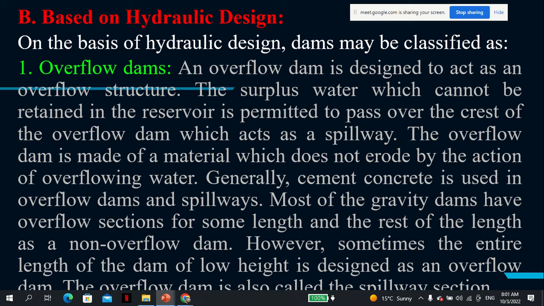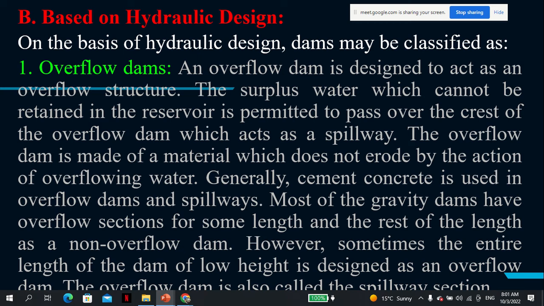Yeah, but by design, this is the overflow dam, so a spillway basically. So the surplus water which cannot be retained in the reservoir is permitted to pass over the crest of the overflow, which acts as a spillway. The overflow dam is made of material which does not erode, so that's the first thing.